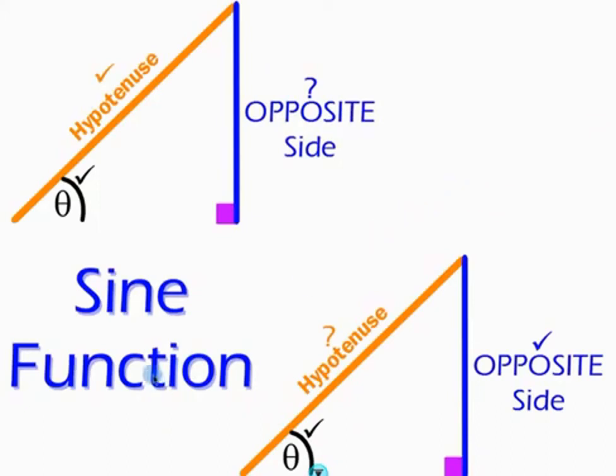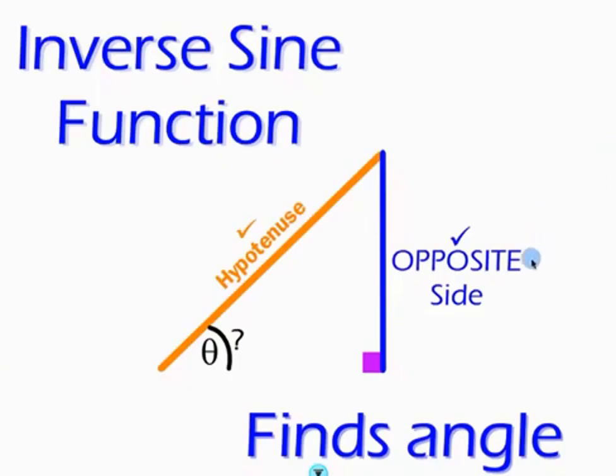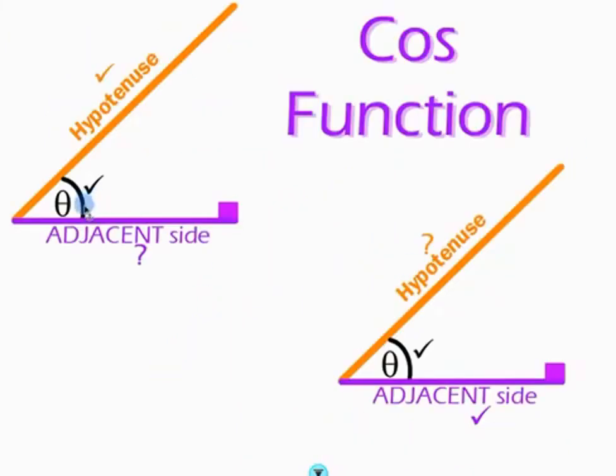So the sine function, just a quick recap again. If we know this angle and we know the hypotenuse, we can work out the opposite side. If we know the opposite and we don't know the hypotenuse and we know the angle, we can work out what the hypotenuse is with the sine function. Inverse sine finds the angle if we know both sides. Same for cos. You have to know the angle and one side to find the other side. And here we know this angle and we know that side, so we can find that side length.